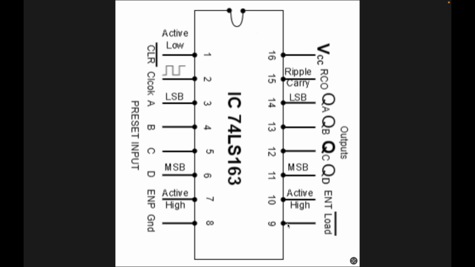If this terminal is supplied with logic high, then the loaded preset input will not be shown in the output. QA, QB, QC and QD are the output terminals, in which QA is the least significant bit LSB and QD is the most significant bit MSB. RCO, which means ripple carry output terminal, goes from logic 0 to logic 1 once the IC reaches its maximum count, that is 1111 in binary, and in decimal it is 15. This signal is used for cascading of IC 74LS163.